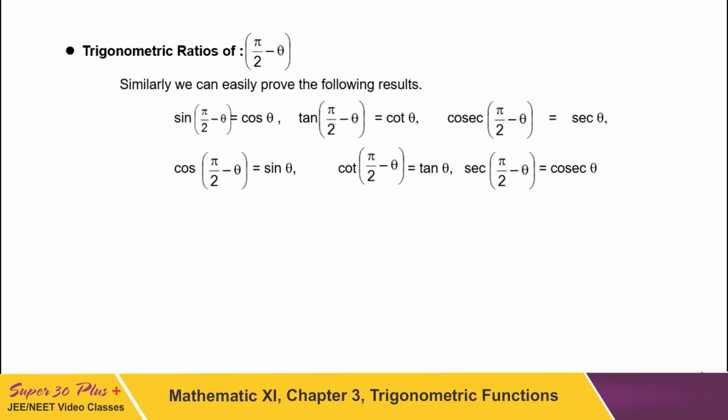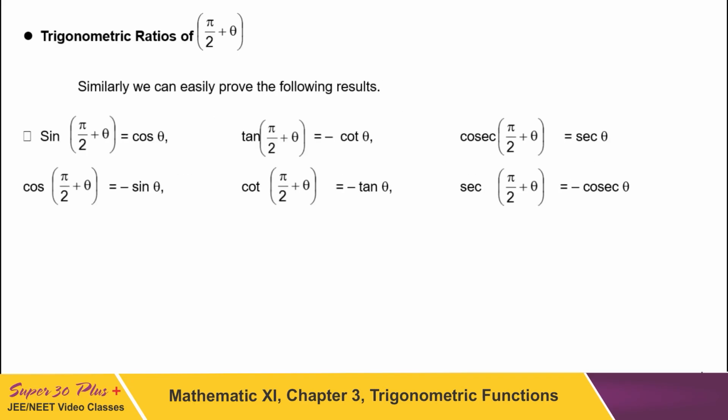Now we are going to list the trigonometric ratios in different quadrants. For the first quadrant, all trigonometric ratios are positive. We can easily prove that sin pi by 2 minus theta will be cos theta, and so on. In the first quadrant, all trigonometric ratios are listed here. Similarly, in the second quadrant, sin pi by 2 plus theta is cos theta. In the second quadrant, by the rule, sin and cosec are positive and the rest of the trigonometric ratios are negative. So here are the minus signs.